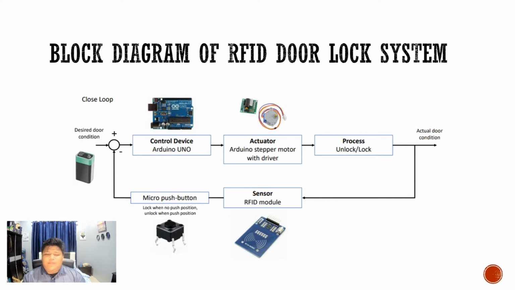Let me explain the block diagram briefly. First, we can see there is a sensor, which is the RFID module, and when the sensor detects a signal, it checks the micro push button. If it is pushed, it means the door is locked, and when it is not pushed, it means the door is unlocked. If it detects that the micro push button is pushed, then the control device, which is the Arduino Uno, will send the signal to the actuator to unlock the door. That is a simple explanation of our block diagram.